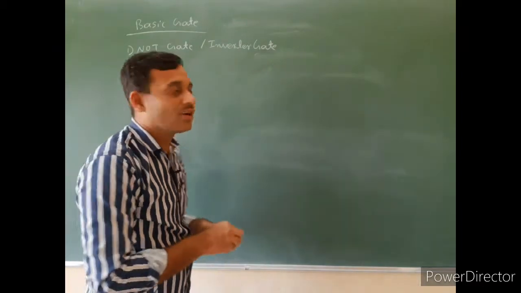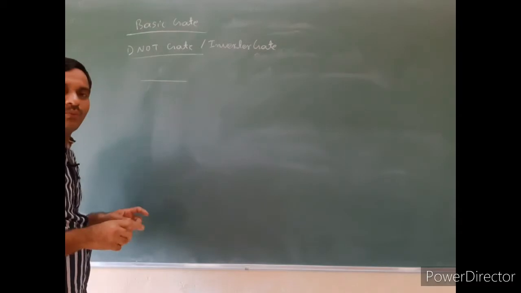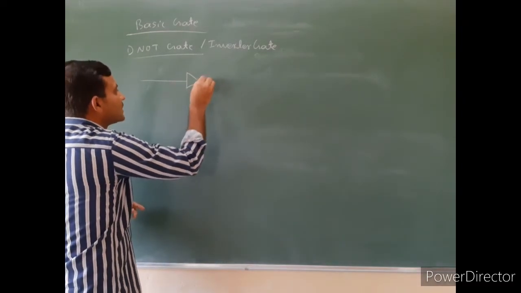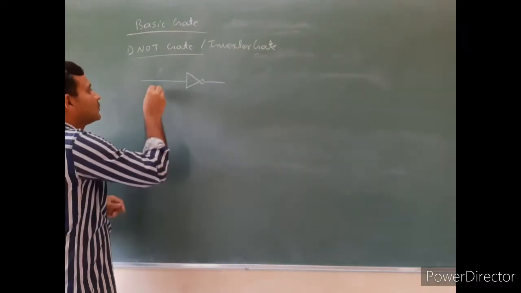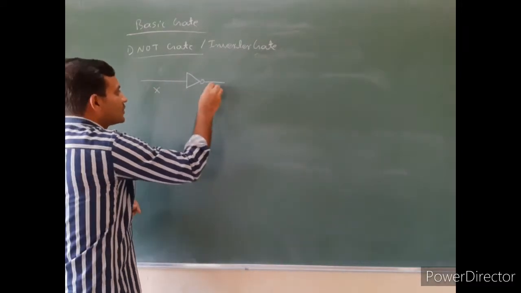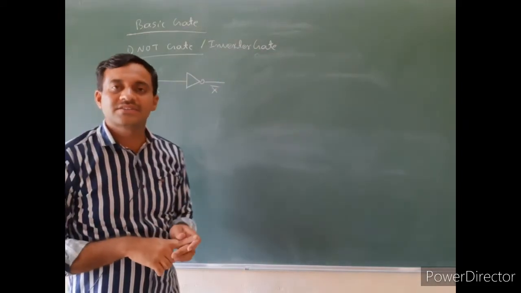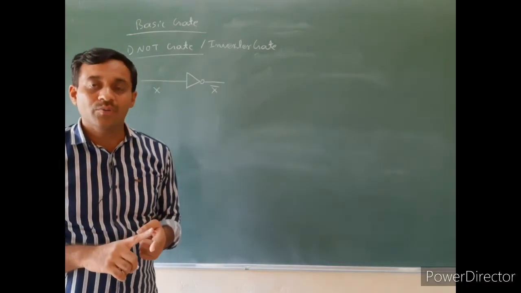Let us see the logic symbol for the NOT gate. It accepts only one input signal and produces only one output signal. This is the symbol for the NOT gate. If the input is X, then the output is X bar. What is the NOT gate here? It accepts only one input signal and produces only one output signal.